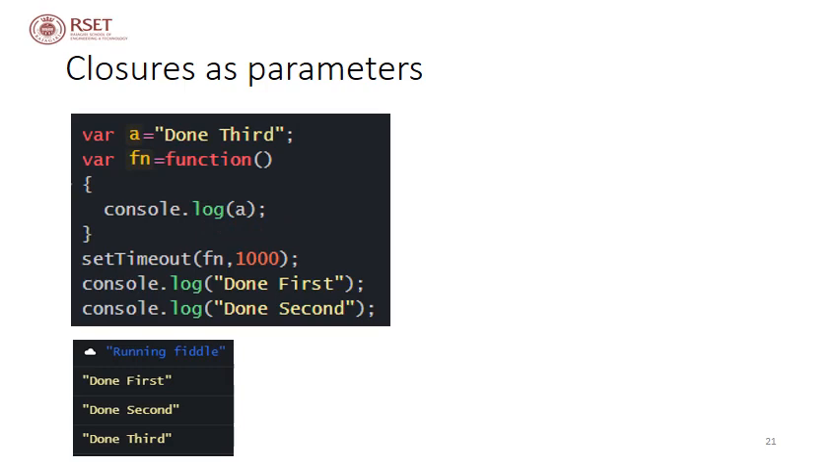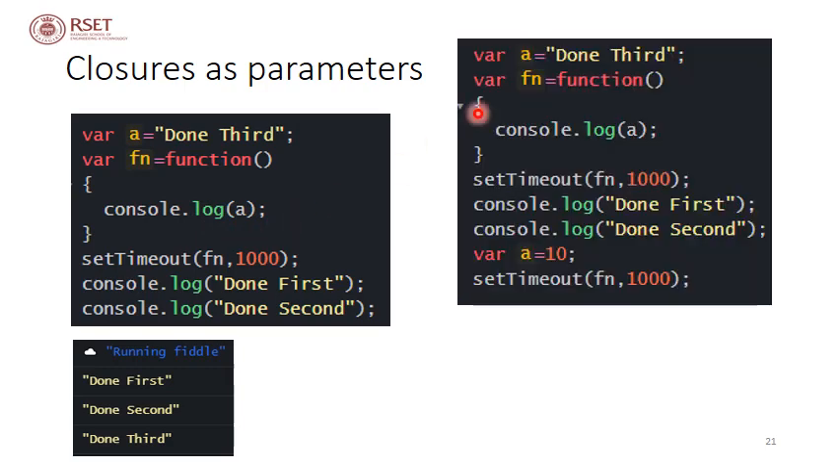Let's see another slight modification to the same program. Here a is equal to done third. We have the same function fn which prints the value of a. Then we have setTimeout fn 1000, console.log done first, console.log done second, and then variable a. See, a is a global variable. Here I am modifying the value of a again to 10.